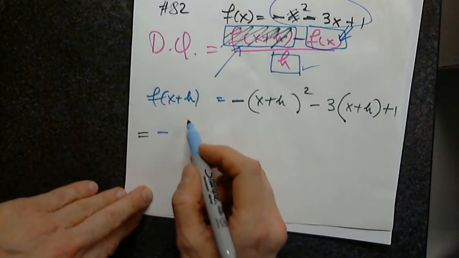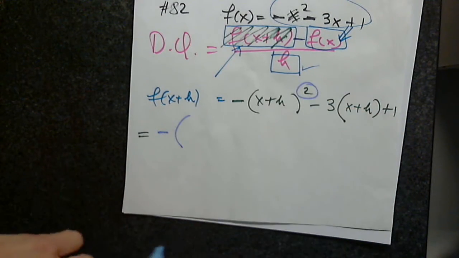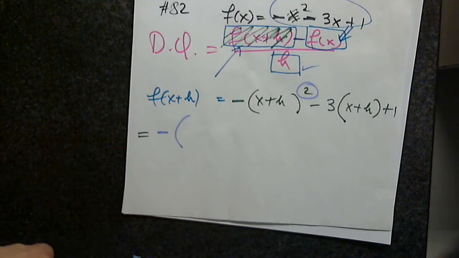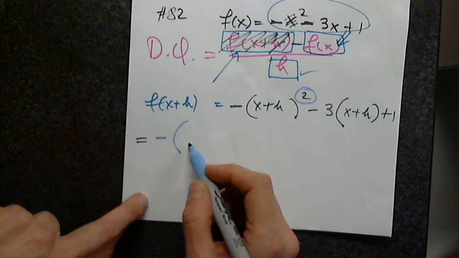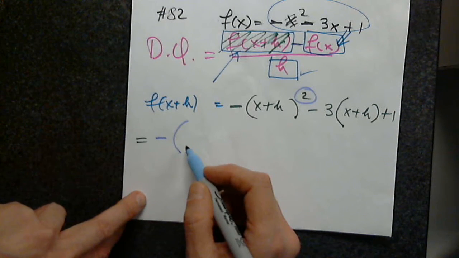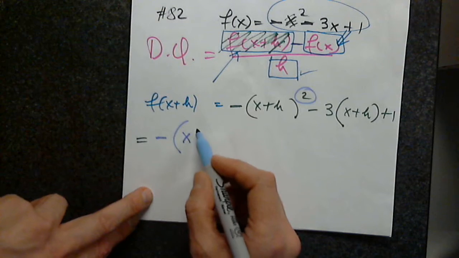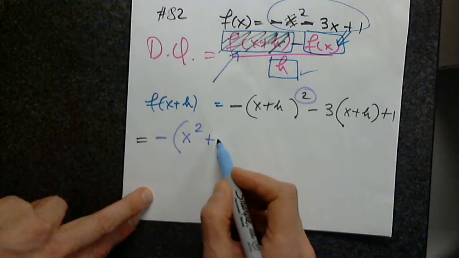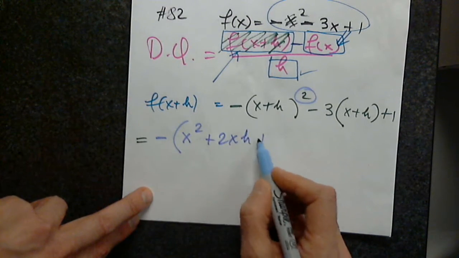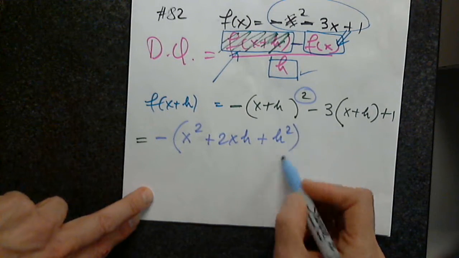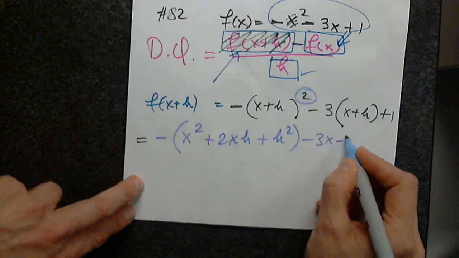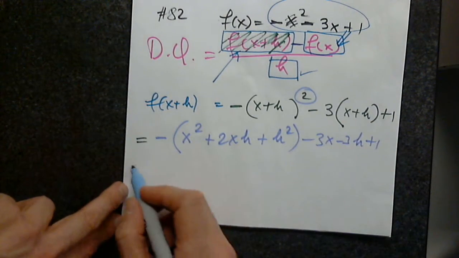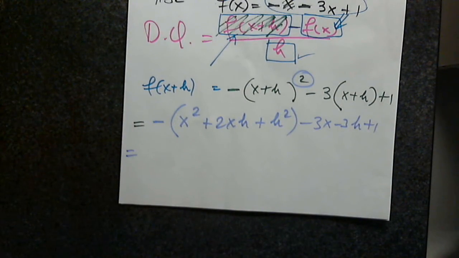Negative. I cannot distribute once I have a power. So it's x squared plus 2xh plus h squared. Excellent. Thank you, Ella. Awesome. Negative 3x minus 3h plus 1. Only now I can distribute that negative sign. What do I get?